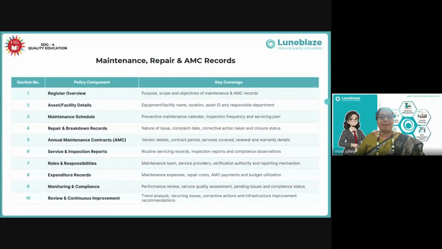Maintenance, repair and AMC records. Policy components, again, register overview: purpose, scope, objectives of maintenance and AMC records. Asset or equipment: facility name, location, asset ID and responsible department. Computer department, the librarian or the lab, the lab assistant or the nurse or the doctor.